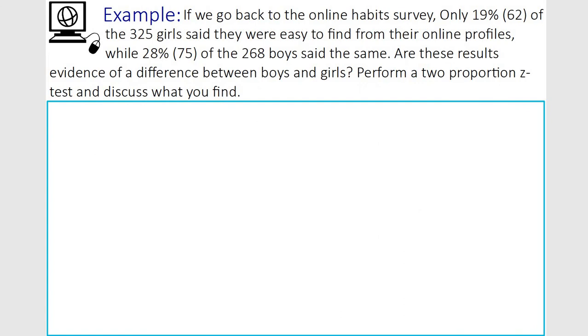All right, let's do another example. If we go back to the online habits survey, they were easy to find from their online profiles, while 28% of the boys said the same. Is there evidence of a difference between boys and girls? So let's perform a two-proportion z-test. Give it a whirl and see if you can do it on your own.